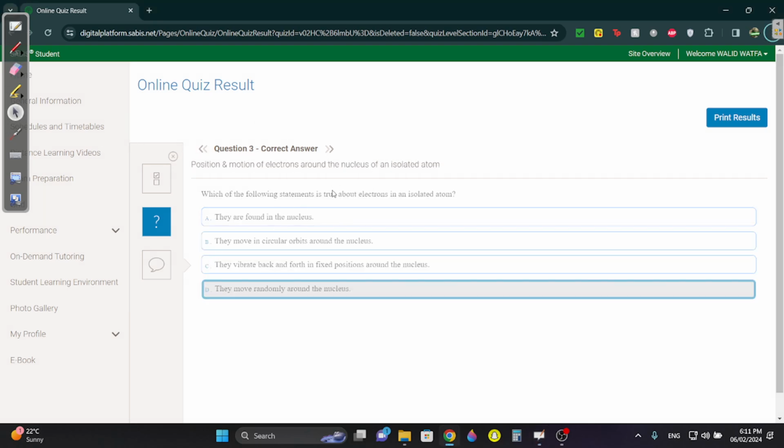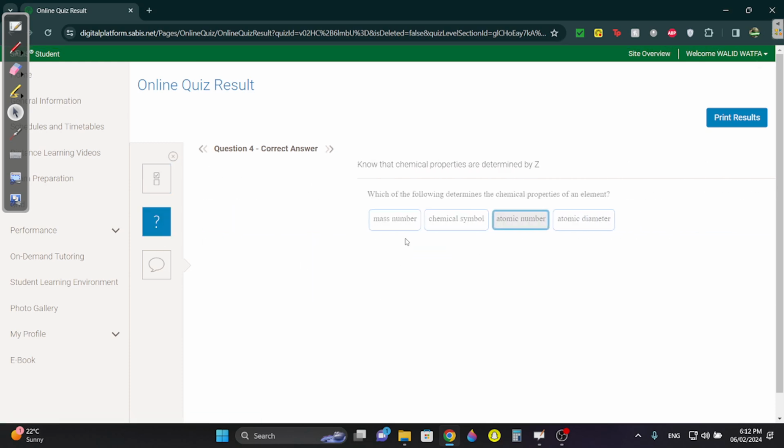Here they ask what is true about the electrons in an isolated atom, meaning they're asking how the electrons move. And I told you the electrons move randomly. We don't know how they move. There's no specific pattern in which they move. Obviously, electrons aren't found in the nucleus. Do they move in circular orbits or vibrate back and forth? We don't know. They move randomly around the nucleus.